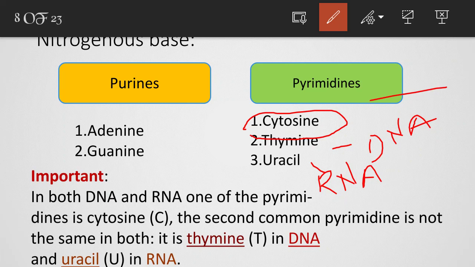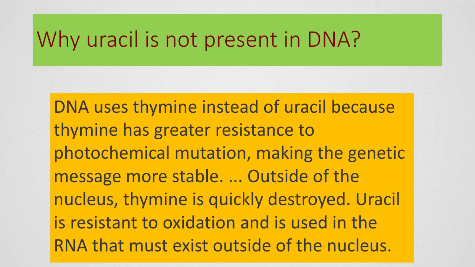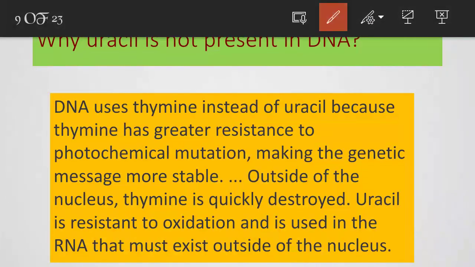Next part, why is uracil not present in DNA? The reason is that DNA uses thymine instead of uracil because thymine has greater resistance to photochemical mutation, making the genetic message more stable. Outside of the nucleus, thymine is quickly destroyed. Uracil is resistant to oxidation and is used in the RNA that must exit outside of the nucleus. This is the reason that uracil is not present in DNA.